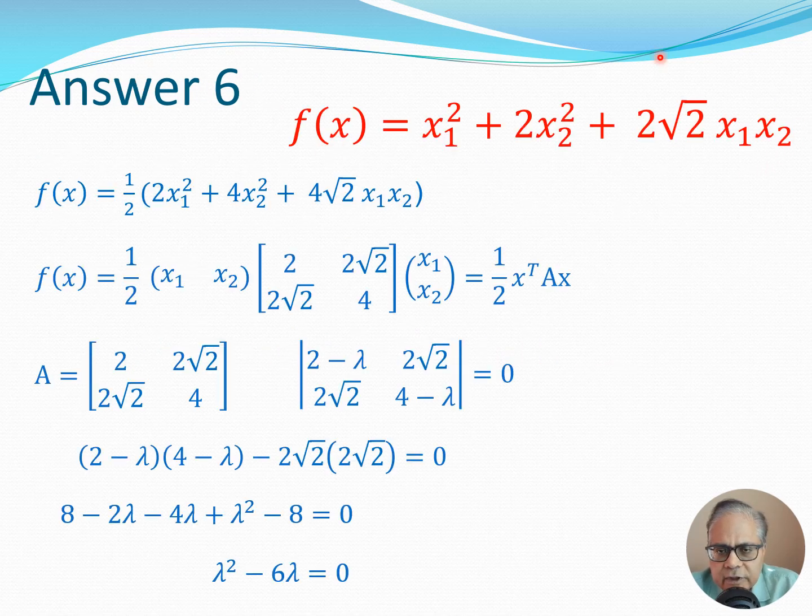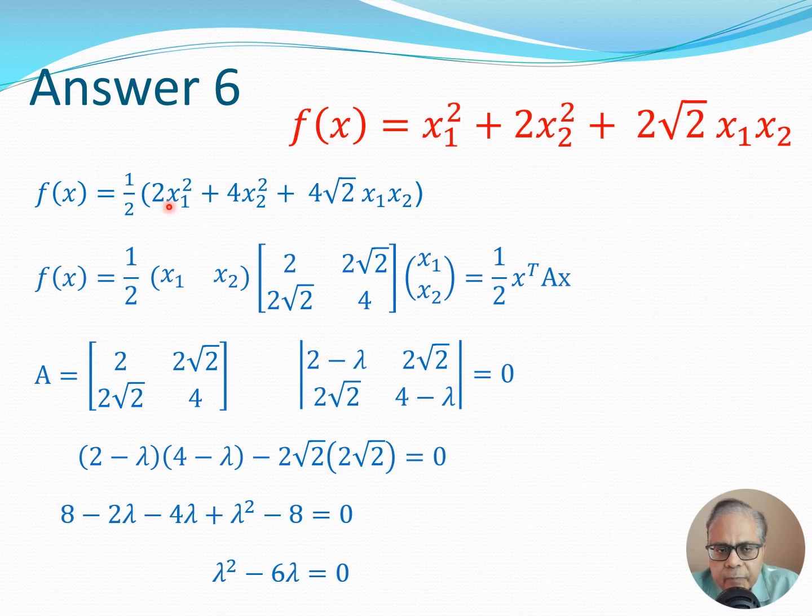So let's take the function here, and we have written it in this form. So I put the half here. So essentially I had to double all the coefficient terms here. So x1 square became 2x1 square, x2 square became 4x2 square, and this 2 root 2 term became 4 root 2 term. Now, once I get this function here, I can write it out in this form.